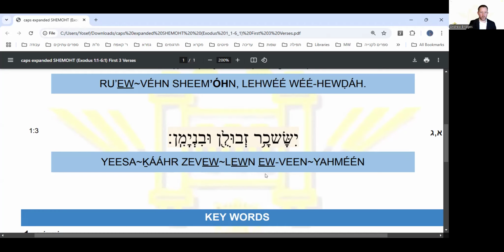Zebulun, Uvin, Yamin. Uvin, Yamin. Again, the accented symbols let you know which part of the word to accent. Let's do it again. Issachar, Zebulun, Uvin, Yamin. In the Hebrew, Issachar, Issachar.